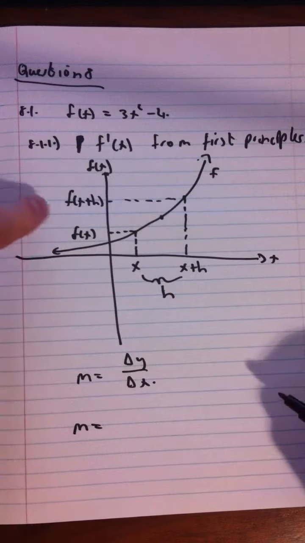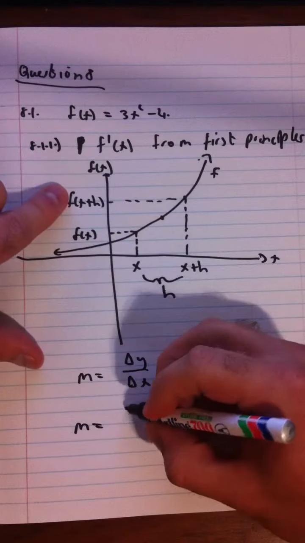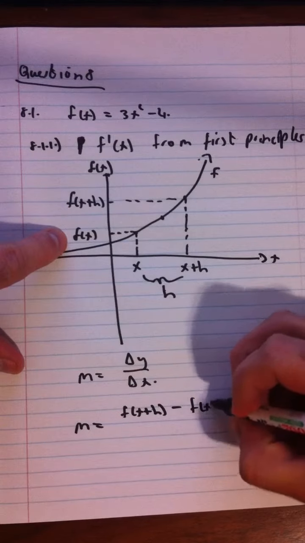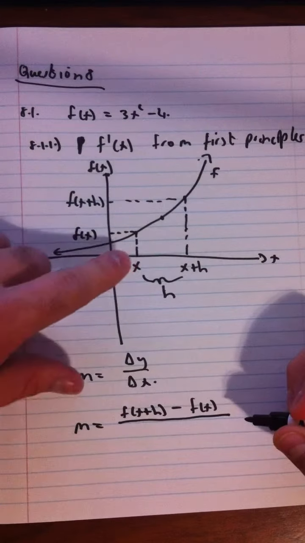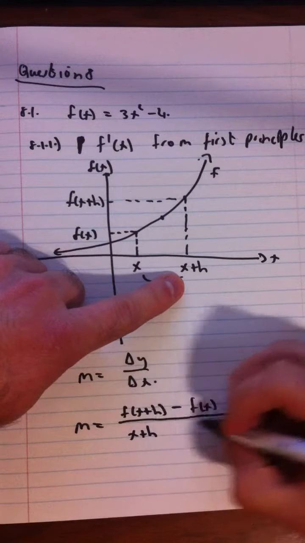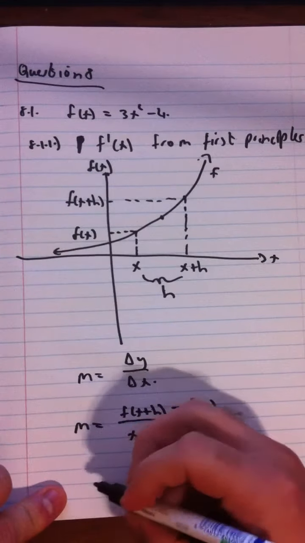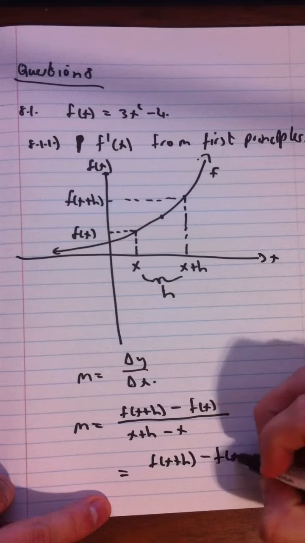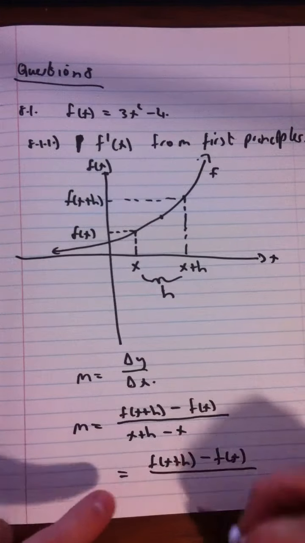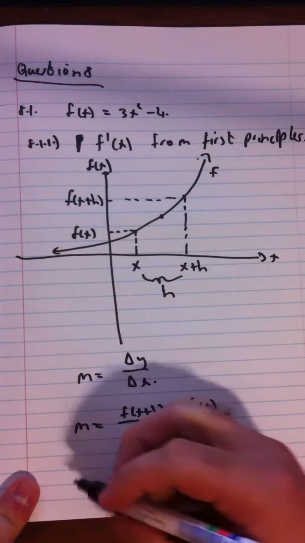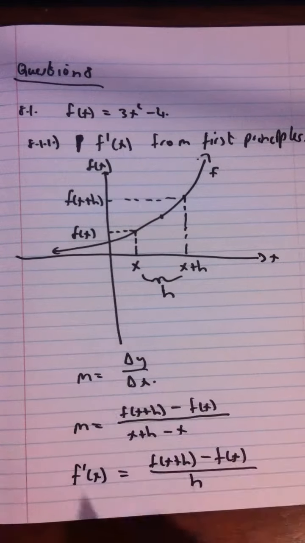The gradient is the change in y, so one y value minus the other y value divided by the change in x. X plus h minus x. Rewriting this completely, we get f of x plus h minus f of x over x minus x is 0, so we're just left with h. So that's where we derive the formula for first principles from, and that is our gradient. So this denotes a gradient to any function.